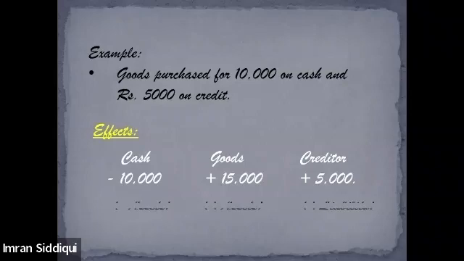So cash is reducing, that means asset is reducing. Goods are increasing by 15,000. Creditor is a liability, obviously, so it is also increasing. Got it, everyone?